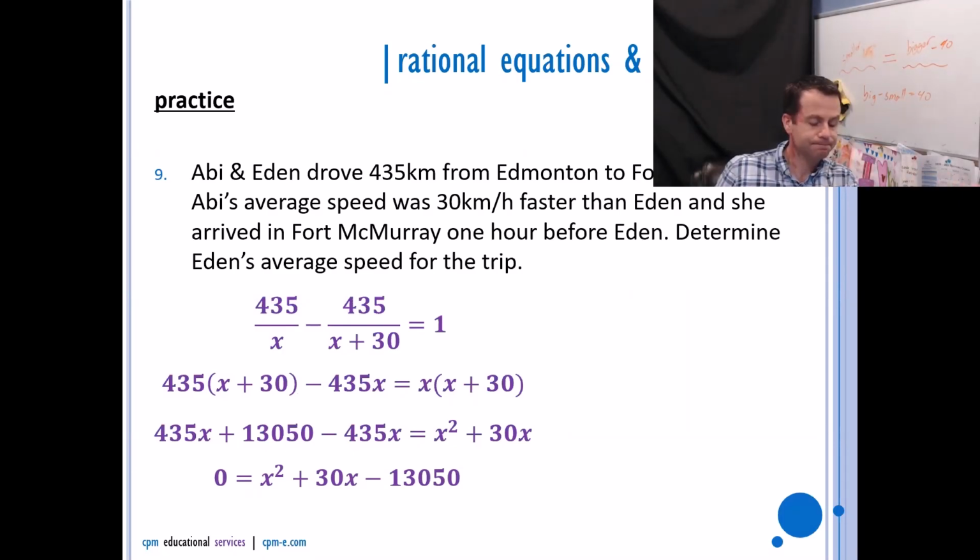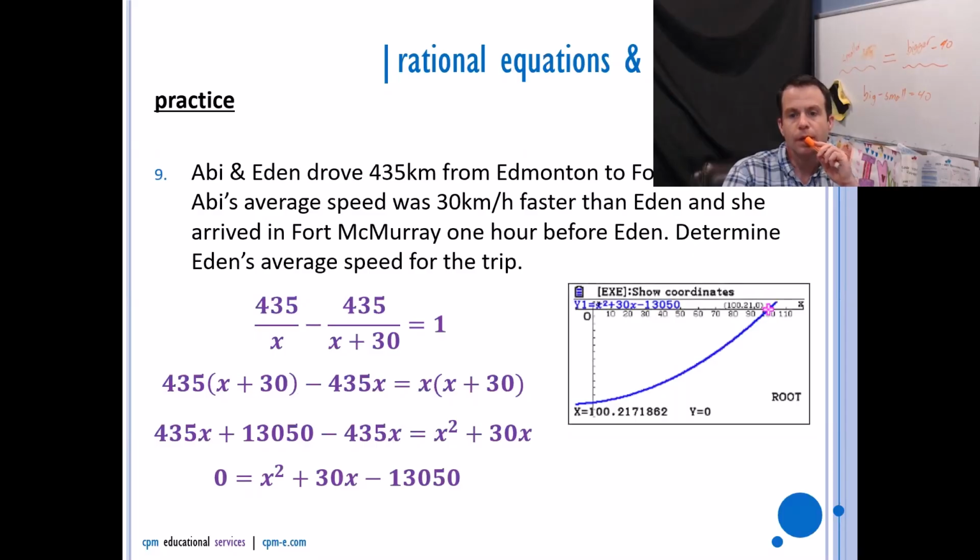I'm going to go ahead and graph that. I know that x has to be greater than 0. And so I get a root or an x-intercept there of 100.2 for x. And then I have to make sure I answer the question. It asks for Eden's average speed, and Eden was represented by x. So that is my answer, 100.2. If I was asked for Abby's average speed, I'd have to add 30 to that and say that Abby's average speed was 130.2. Okay. All right.